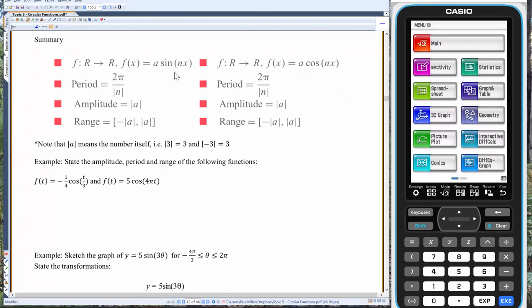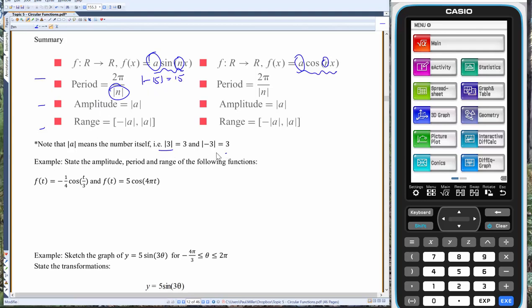Okay, so this is just a bit of a summary of what we've just done. Given the cosine and sine function and parameters a and n, varying these a and n values will affect the period, amplitude and range of the function. Varying this n value will change the period to 2 pi over the absolute value of n. The absolute value basically means we take the positive version of that number. So if n is negative, we just say it's positive. For example, the absolute value of negative 15 is just 15.